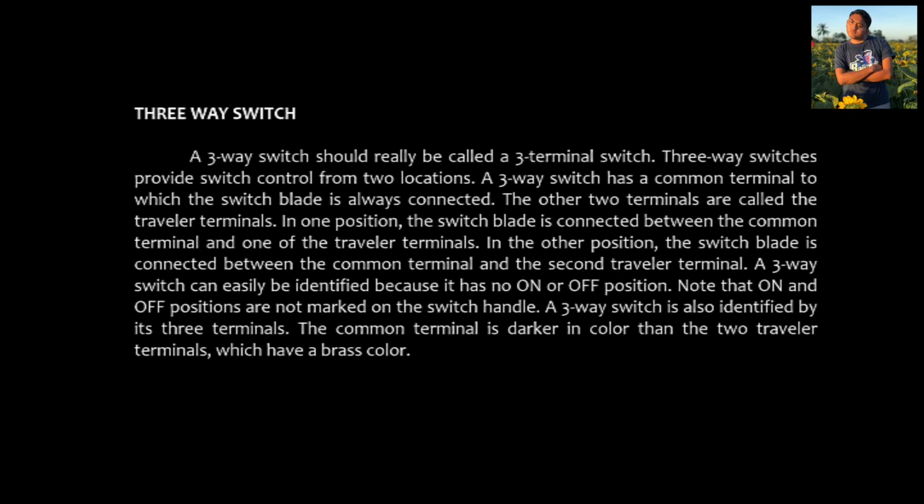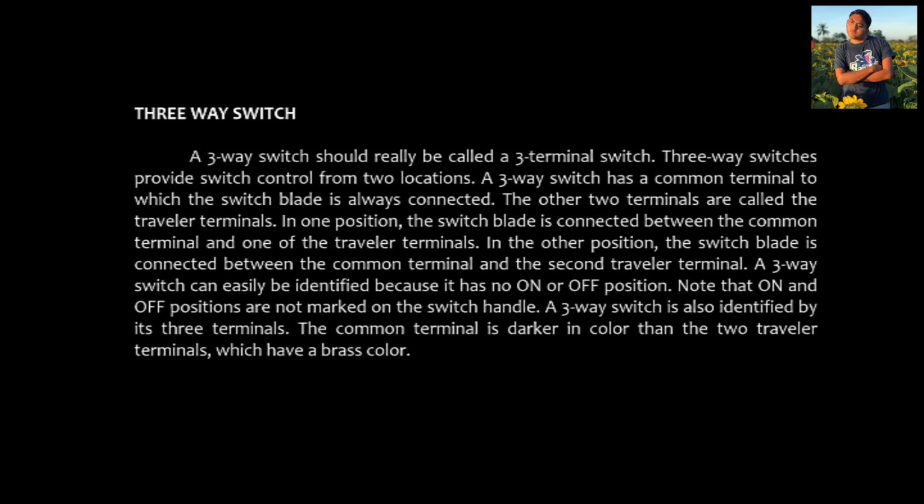A three-way switch can easily be identified because it has no on or off position. Note that on and off positions are not marked on the switch handle. A three-way switch is also identified by its three terminals. The common terminal is darker in color than the two traveler terminals, which have a brass color.